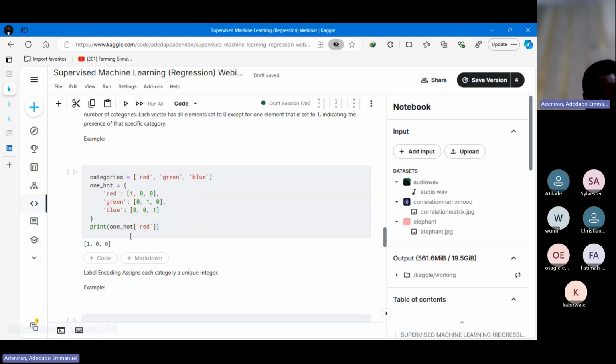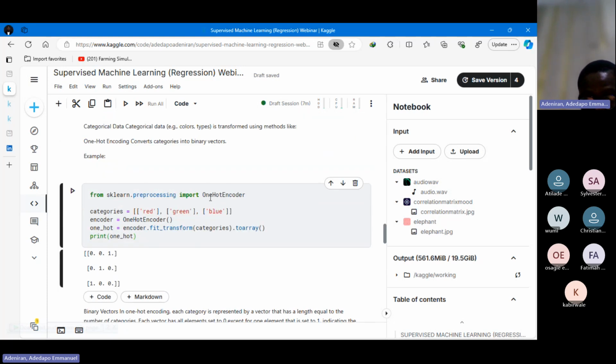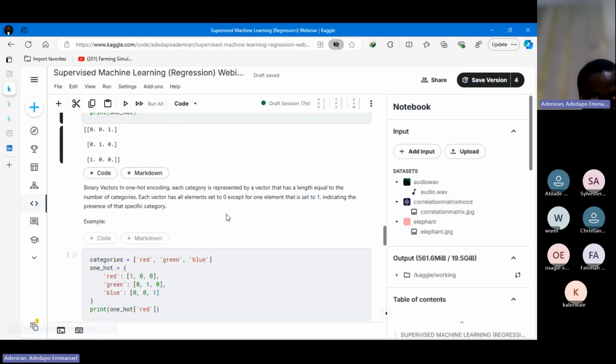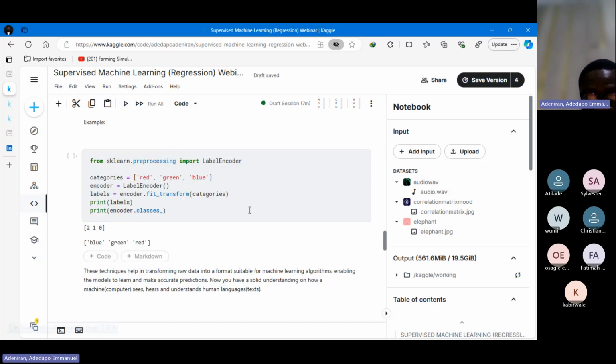So yes, this is just showing us how we can actually set those numbers by ourselves if we want to, if you don't want it to be set automatically by the one-hot encoder class. You can also use label encoder. This label encoder class just assigns a single integer to each of the categories. Like here, 2 is assigned to blue, 1 is assigned to green, and 0 is assigned to red.